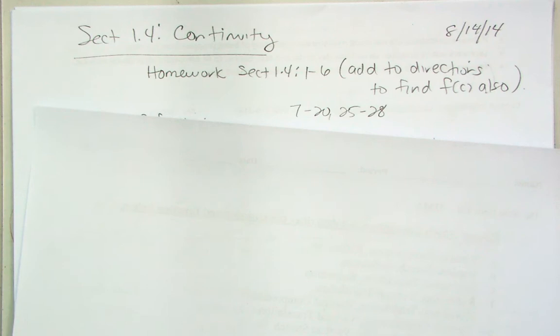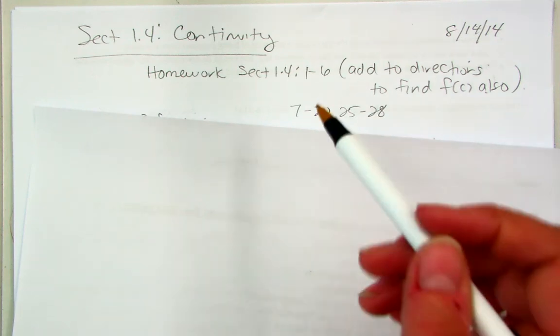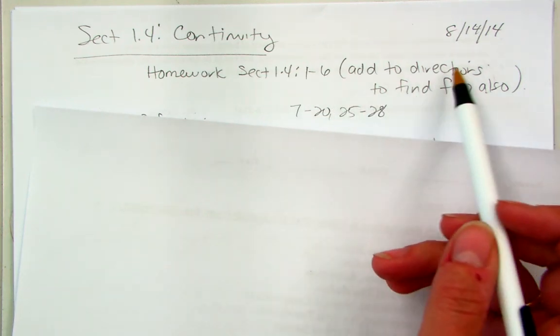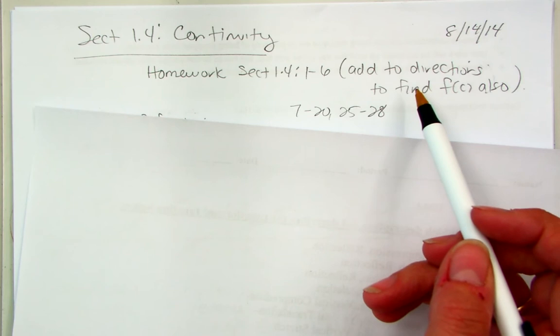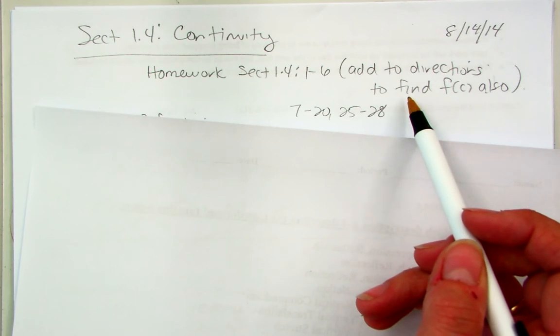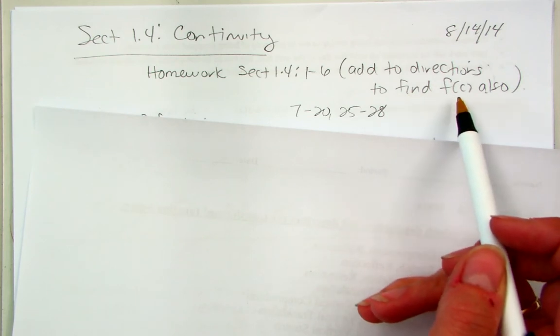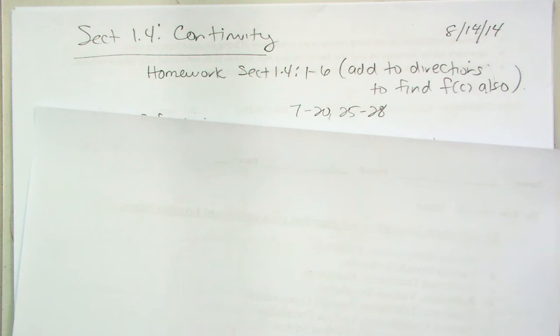Today's video is on section 1.4 called Continuity. The homework for this section in 1.4 is 1 through 6, 7 through 20, and 25 through 28. On number 1 through 6, I need you to add another part to the directions. There are already 3 parts. The fourth part, part D, I want you to also find f of c. And I'll do an example in today's notes.